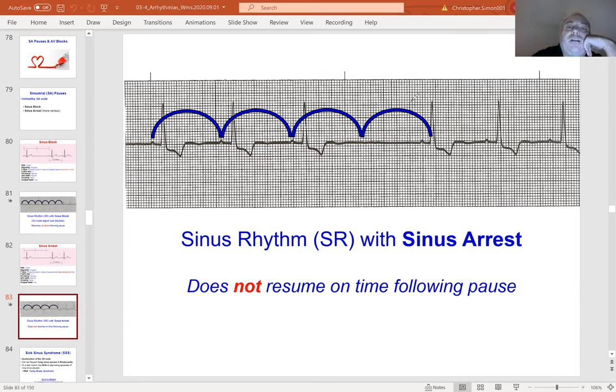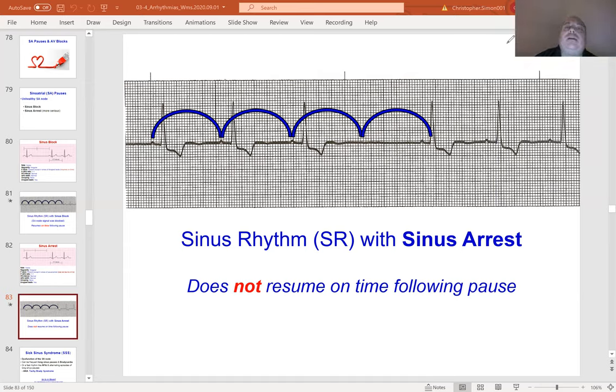we know we have a sinus pause because we're missing some complexes. So we can march it all out from here to here, here to here, here to here. And if we march it out one more time, our P wave should have been right here, but it wasn't. It was a little bit before that. So because this is a little bit off, it's a sinus arrest, okay? So that's just the difference between the two things. But ultimately, they're both sinus pauses, okay?